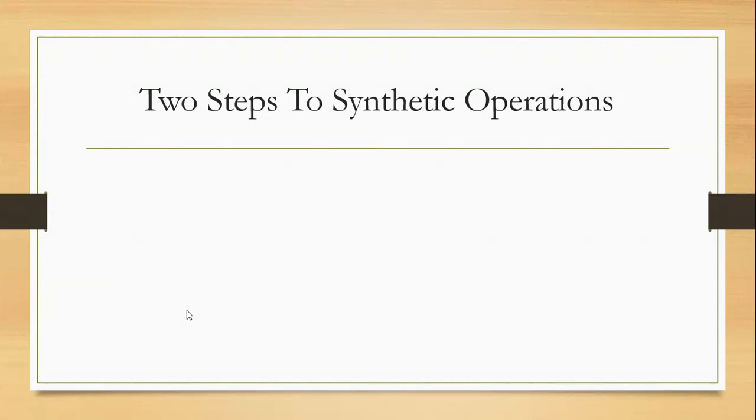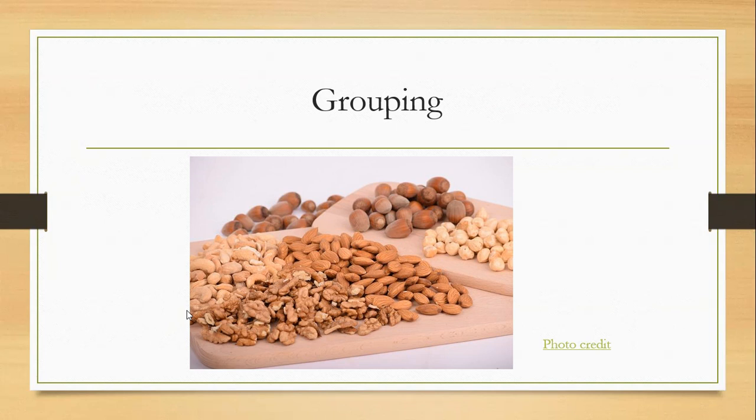Let's see what are the two steps for synthetic operation. One is grouping, okay. One is reasoning. Let's take a look into both of these. Grouping. So this is a picture of all nuts. Here you are trying to group each of them into their own. Like there are almonds. Almonds are collected, and they are grouped into the almond category. Then you have walnuts. Walnuts are grouped into another category. Okay, and then you have dry dates. So similarly, in grouping, we try to group them together.